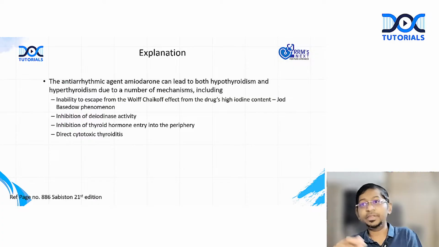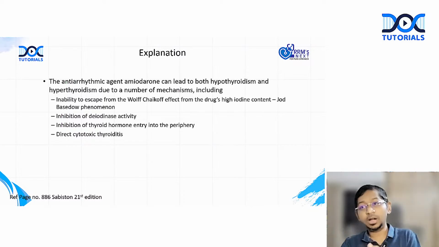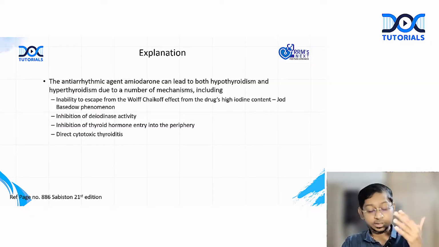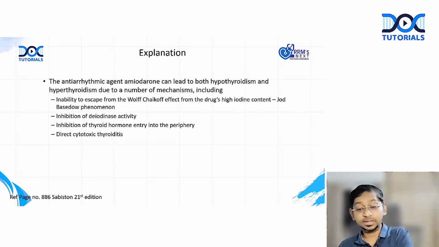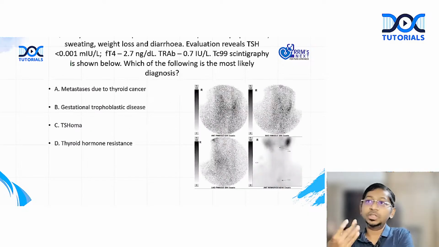Of course, you have this inhibition of deiodinase activity. Because of the deiodinase inhibition, T4 is not converted to T3. So again, you have reduced peripheral T3 action. There is also inhibition of thyroid hormone entry into the peripheral tissues, and there is direct cytotoxicity to the follicular cells, so that can again cause cellular destruction of the thyroid. So these are the mechanisms by which amiodarone can cause thyroiditis.